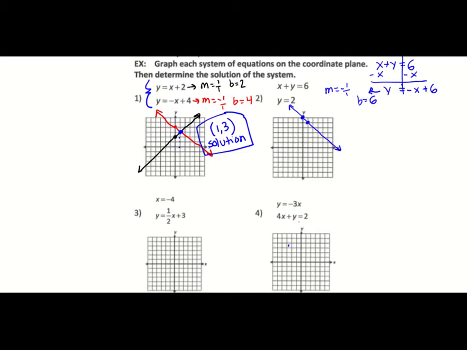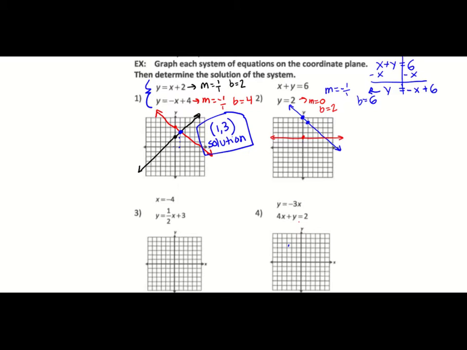Now my second line, y equals 2. Here, I have no x term, so that means my slope is 0. And then my b is 2. So if I go up 1, 2, then I am going a slope of 0, so that tells me I have a horizontal line, just like this.